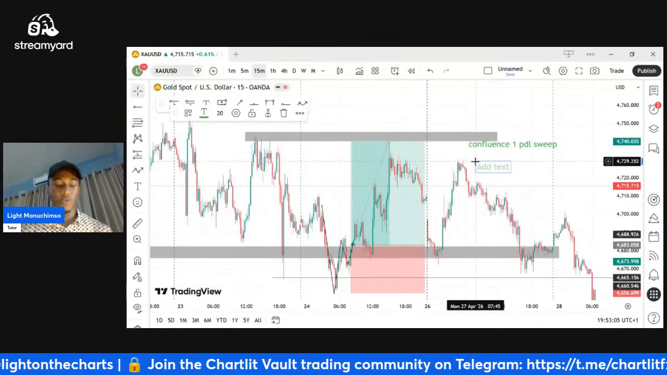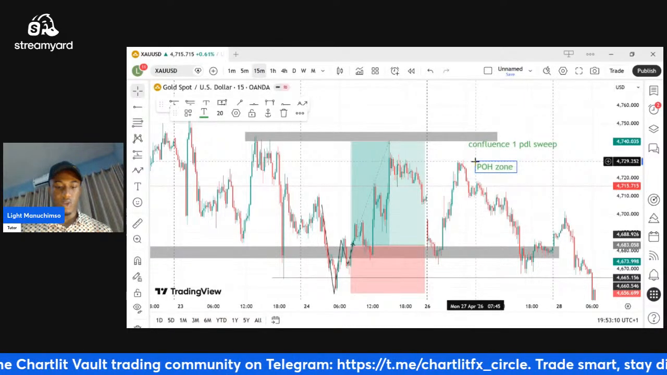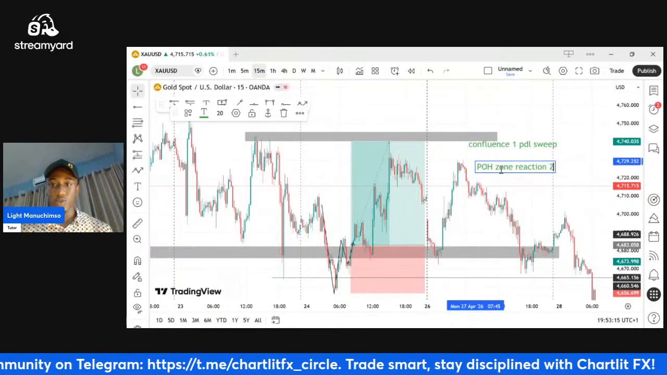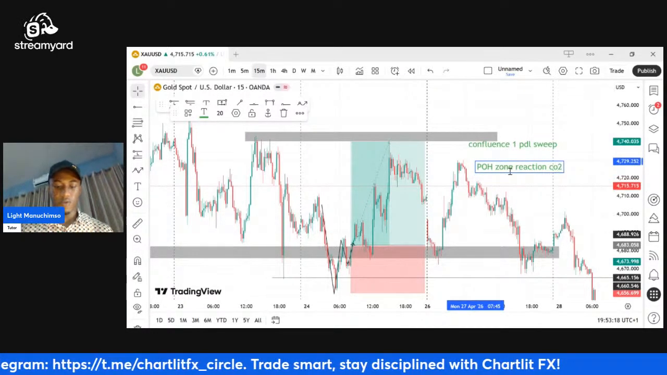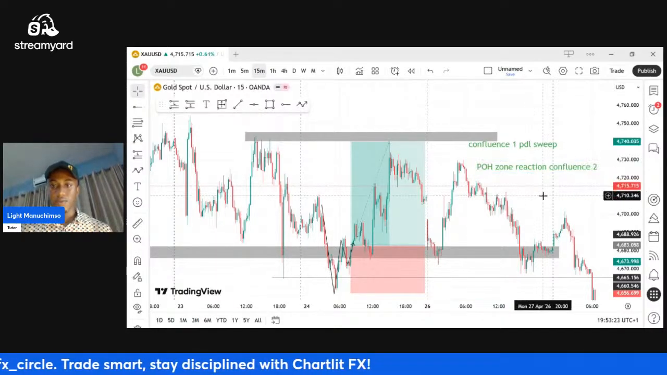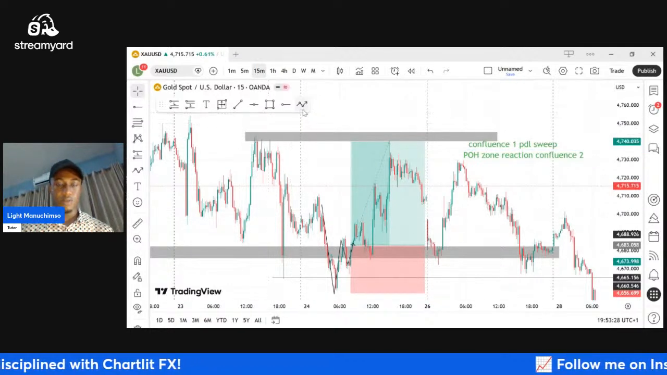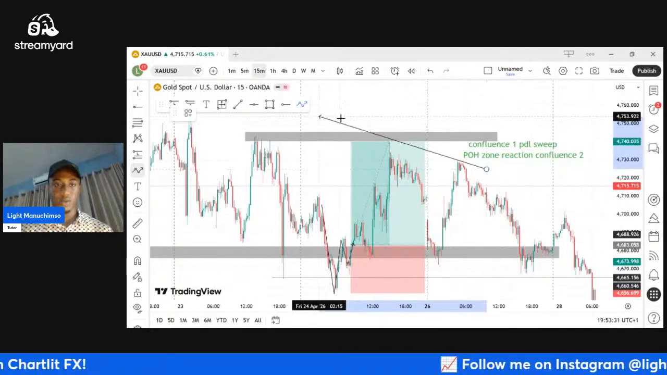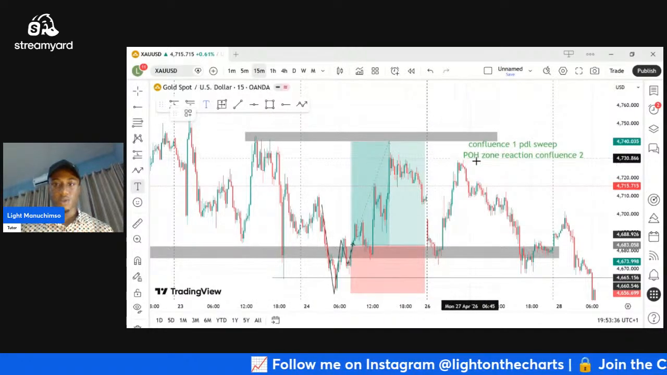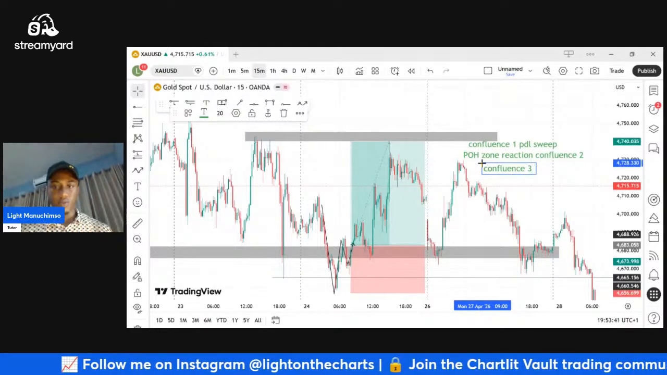POH zone, point of hesitation zone, zone reaction. That is my confluence two. And then confluence three, a candlestick chart pattern. I'm staying right in mode. Confluence three, candlestick.